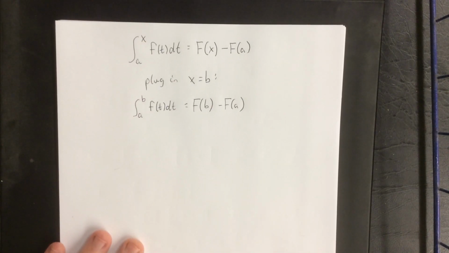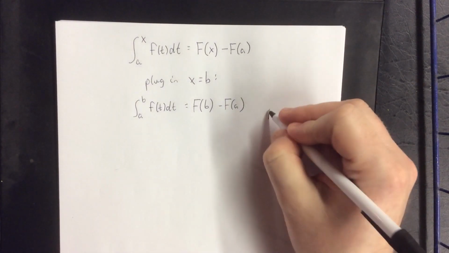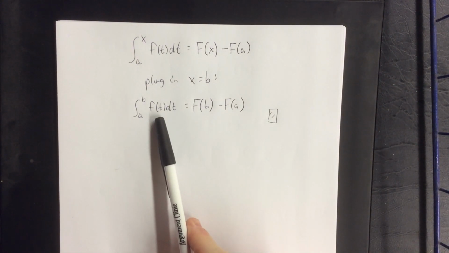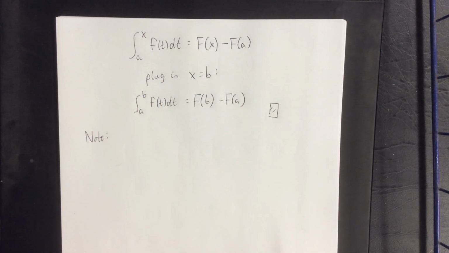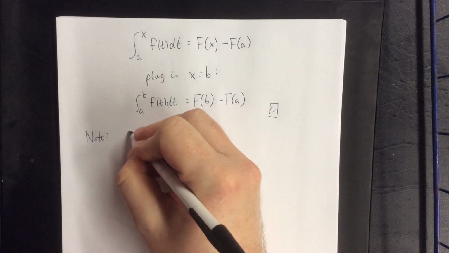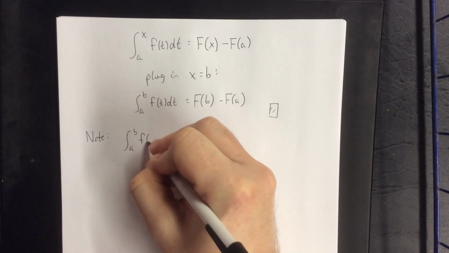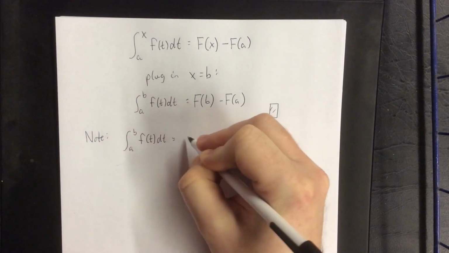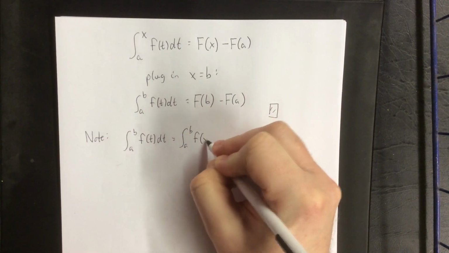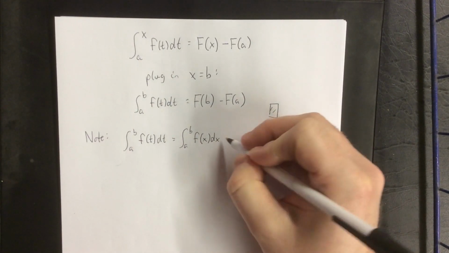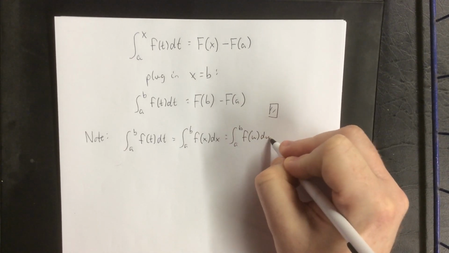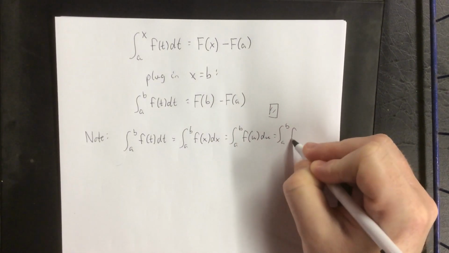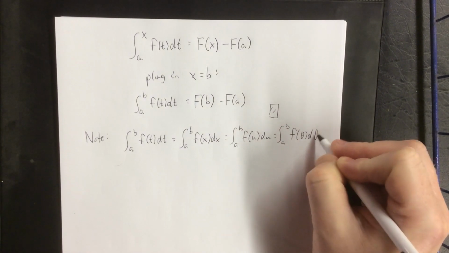Now, technically, this isn't exactly the same as what we said on the previous page due to the fact that the variable that we're using here is t rather than x. The thing that I would point out is that our final answer is going to be a number, so the variable that we use is irrelevant. I could say definite integral from a to b of f of t dt, or f of x dx, or f of u du, or f of theta d theta.